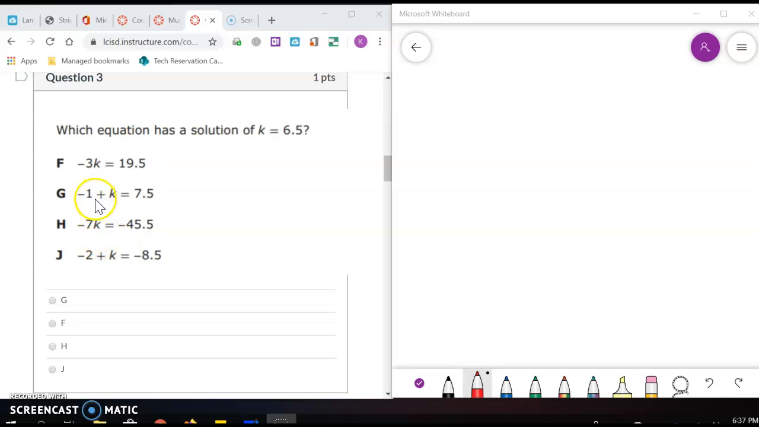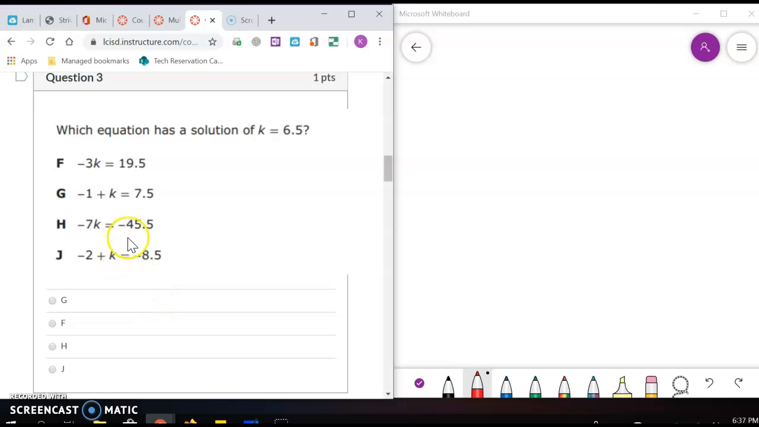G, a -1 plus a positive 6.5, okay, maybe. H, we have a negative times what we would put in. A positive 6.5 gives us a negative answer, so G and H might be okay. And then J is addition again, so that one might be okay. But just with our multiplication rules, we can get rid of choice F. So now if we look at G, 6.5 plus -1, or -1 plus 6.5, we could rearrange that and do 6.5 minus 1, which would be 5.5, not 7.5. So G is out. Let's look at H.